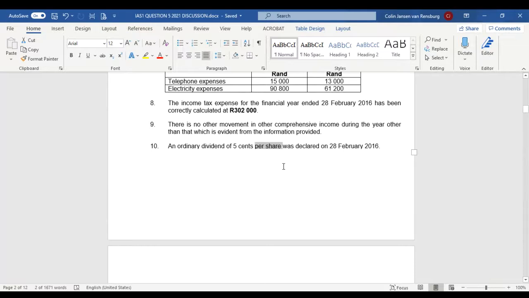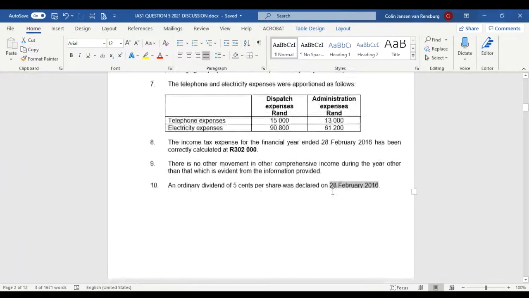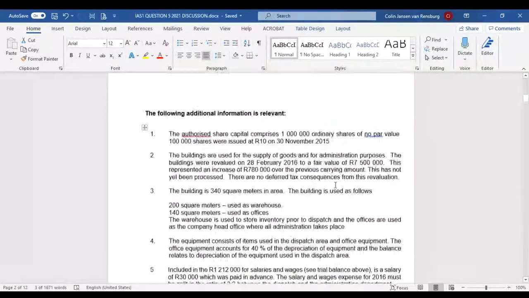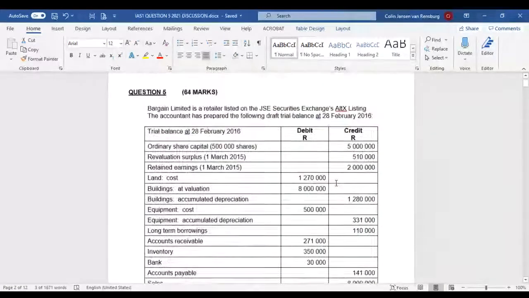So that means we first of all got to go and see how many shares were in issue. In other words, were issued to shareholders on the 28th of February 2016. So let's go and have a look if we can find that information.